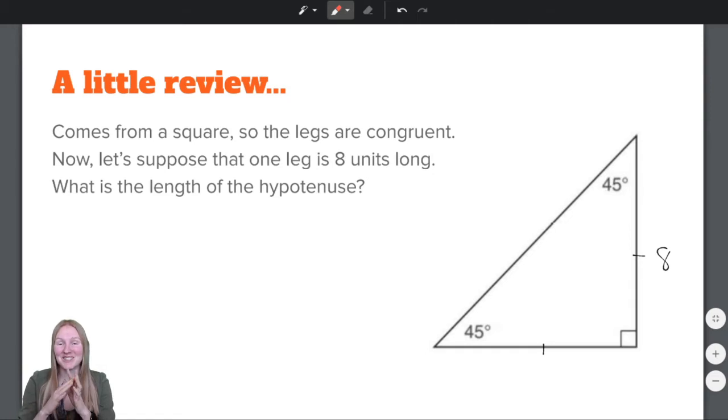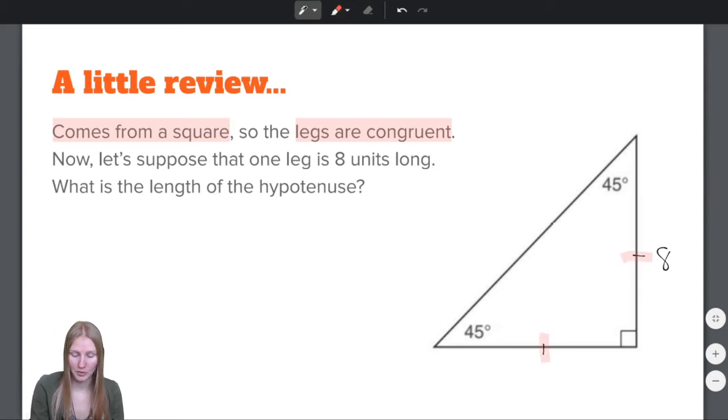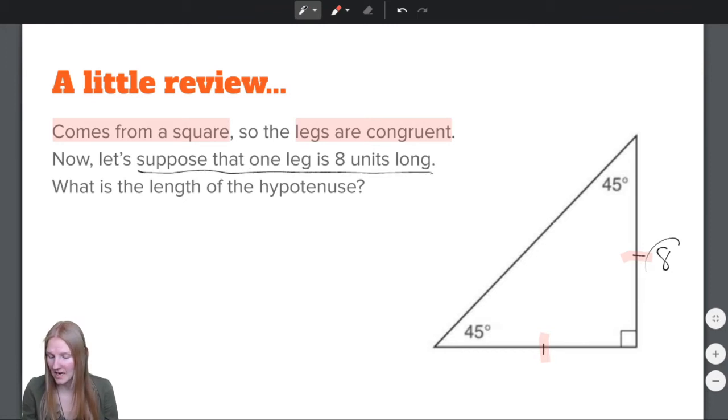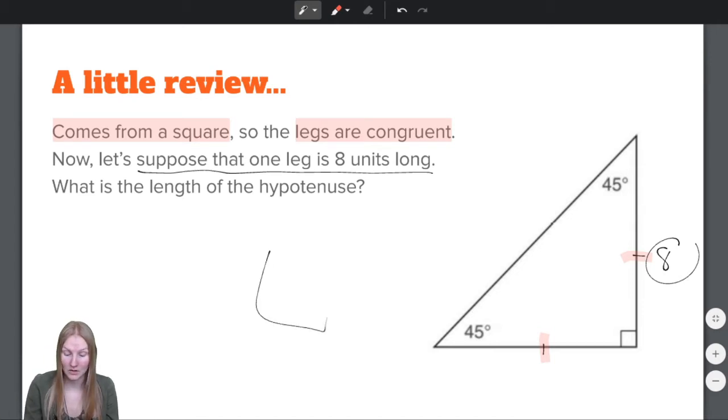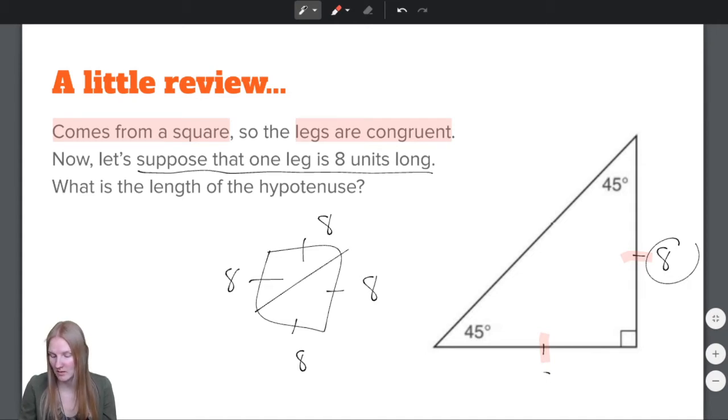Now what we've done isn't super new. So, the 45, 45, 90 triangle comes from a square, which means that the legs are congruent, right? We still have these tick marks here. Now, suppose that one of the legs is 8 units long. We'll just say we had a square and all of the sides were 8. So when we cut this triangle out of the square, the sides of the square are 8 units long.